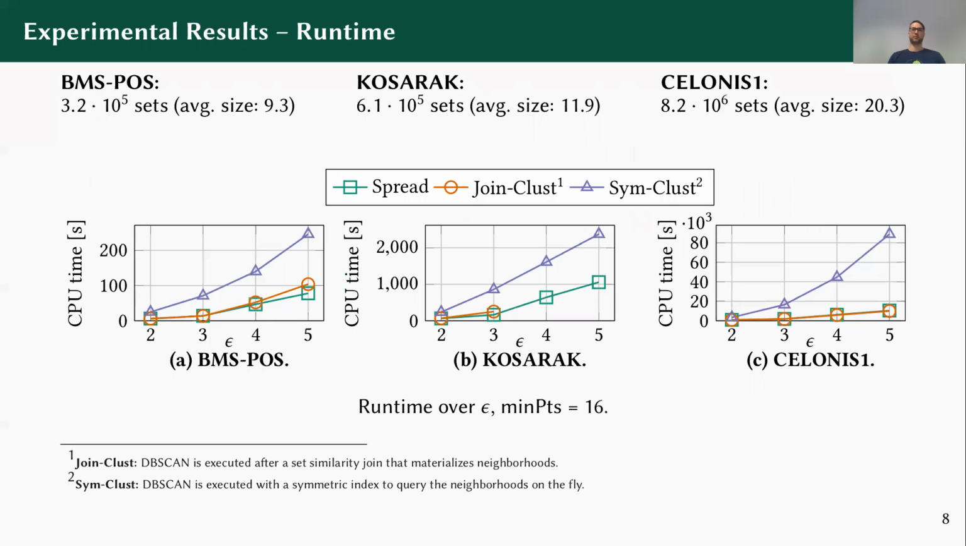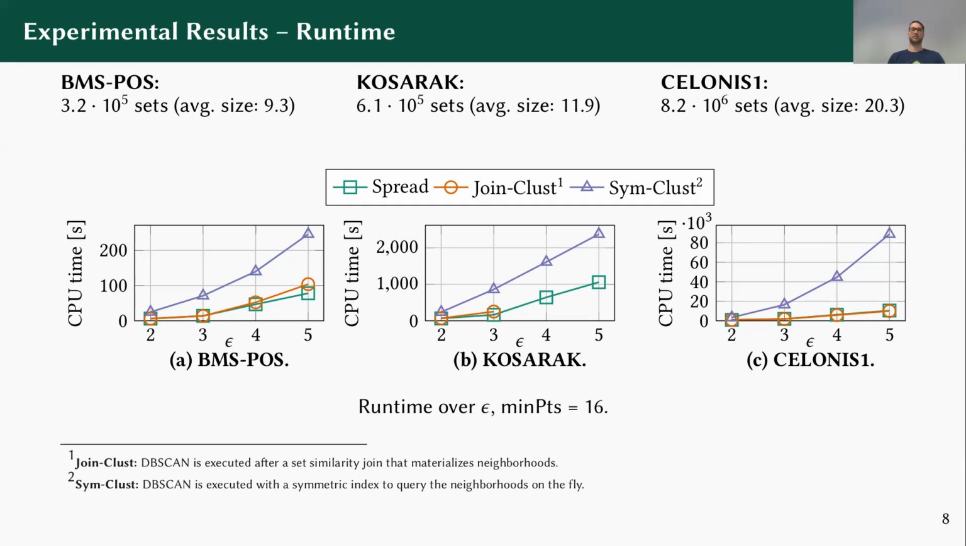In our experiments, we compared Spread against 2 competitors. SimClust executes a traditional dbScan with symmetric index, and on the other hand, JoinClust uses the efficient asymmetric index in a set similarity self-join, materializes the neighborhoods, and executes dbScan on top. We executed our experiments on 13 different real-world datasets and multiple parameter configurations. In this talk, we show our results for varying values of epsilon over 3 datasets: BMS-POS, COSOVAC, and Celonis-1, which is a large dataset from the process mining domain.